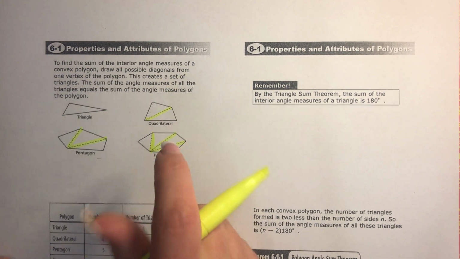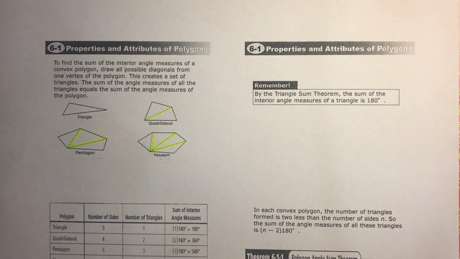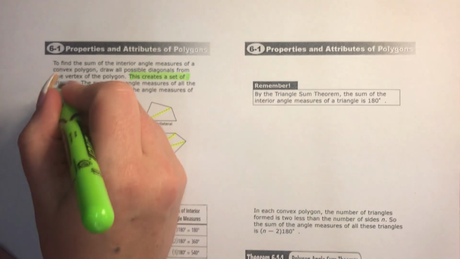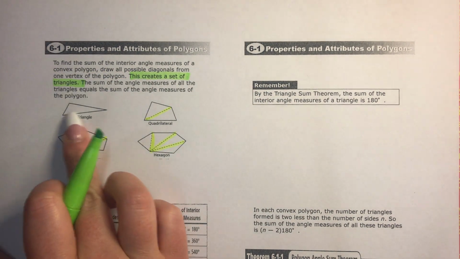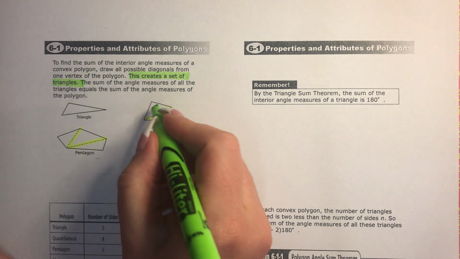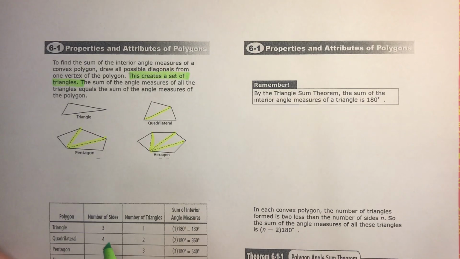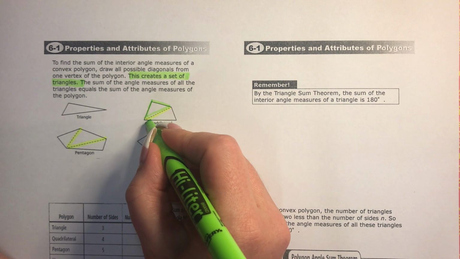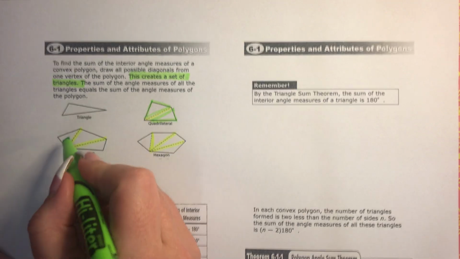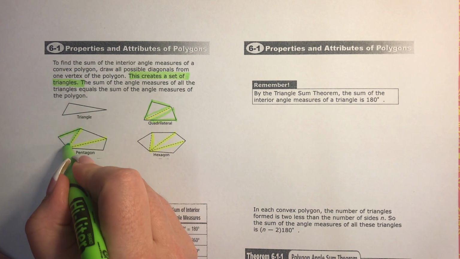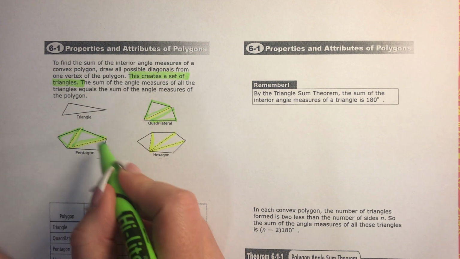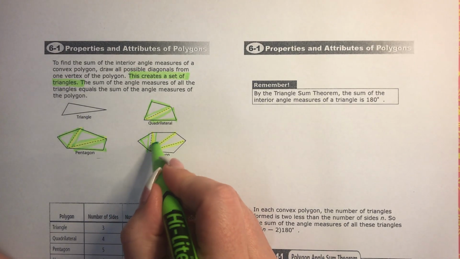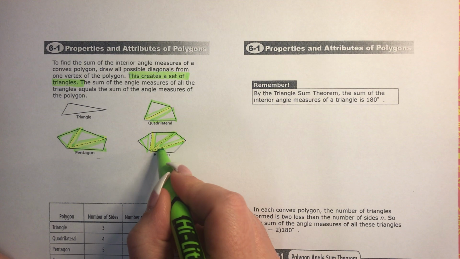This creates a set of triangles. Let's look at that. Well, how many triangles do we have here? We just have one. But look here. We have 2 triangles now, right? So there's one triangle here, and there's another triangle there. What about here? Well, we have 1, 2, 3, right? And what about here? 1, 2, 3, 4.